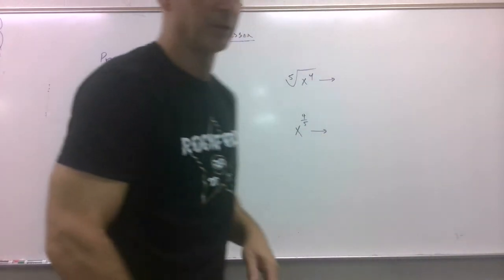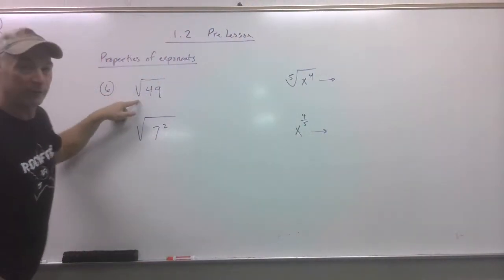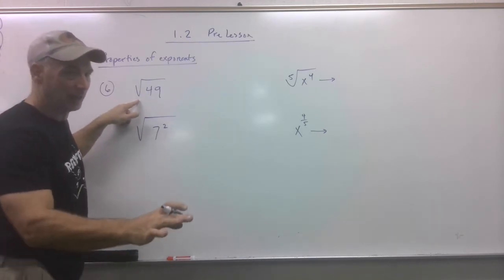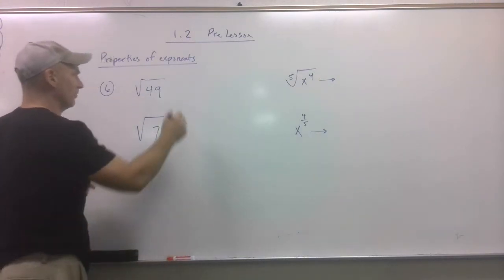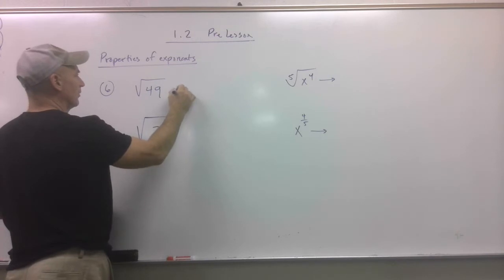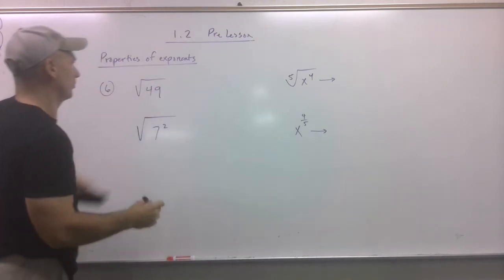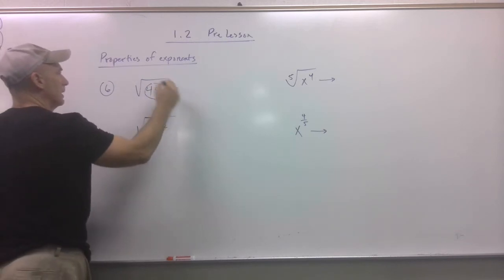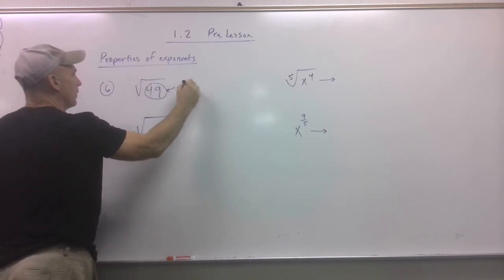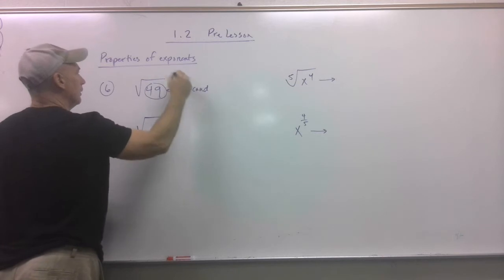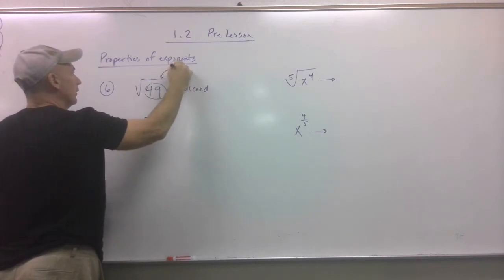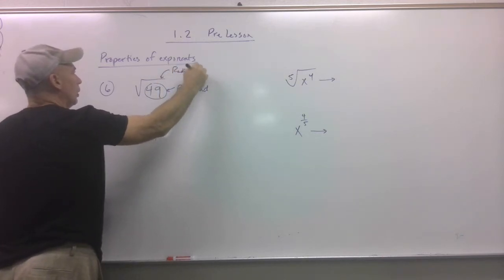All right, continue. So we got the square root of 49. Now, there's a lot to this, but I'm just going to keep it simple. We know it's 7. Now let's act like we didn't talk about that. Let's talk about some parts. That part right there is called the radicand. This little roof here is the radical.